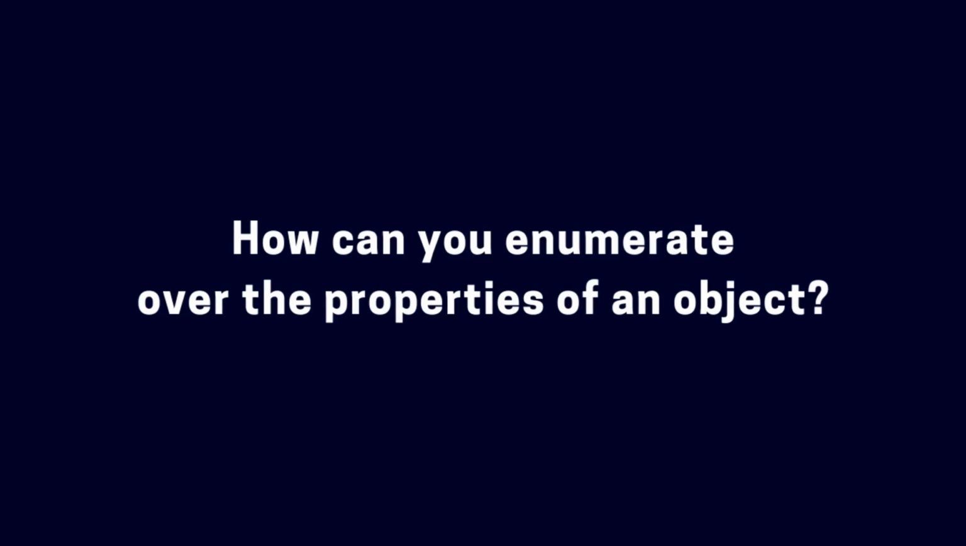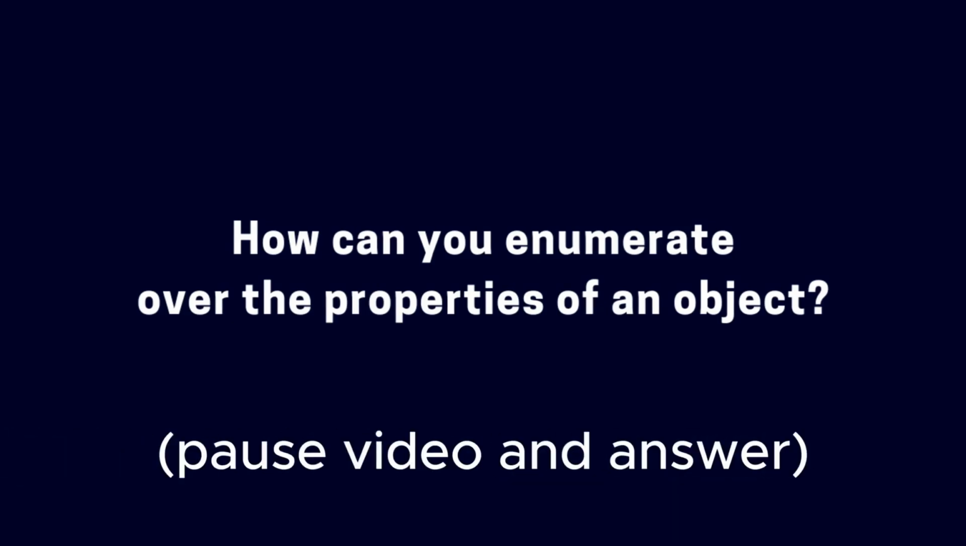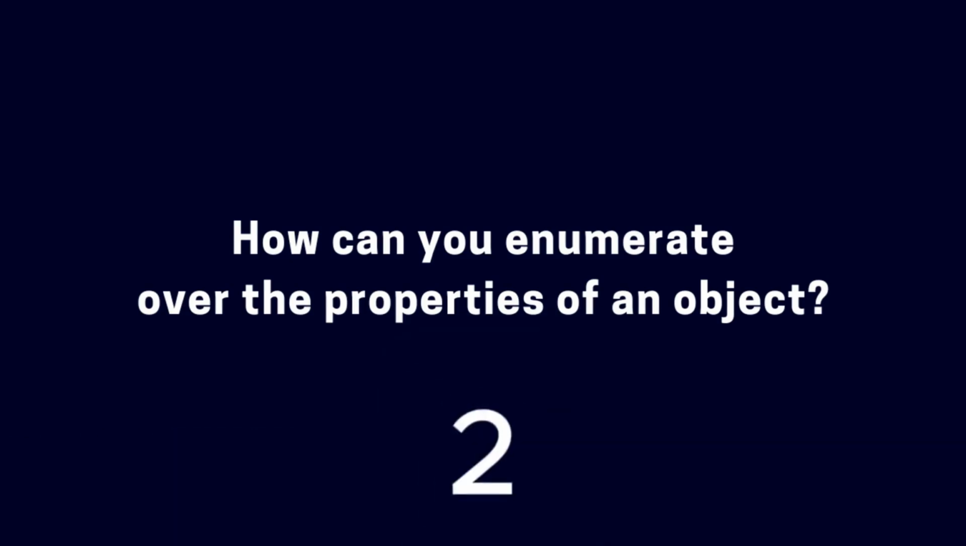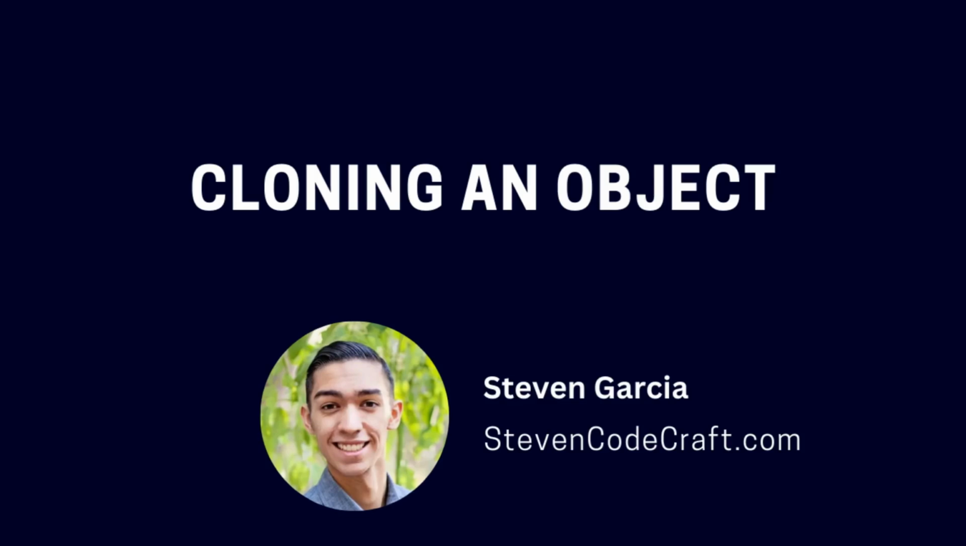How can you enumerate over the properties of an object? There are different ways to enumerate over the properties of an object. One way is you can use the for in loop to iterate over the keys of an object. We can also use the built-in Object class. For example, iterating over the keys with Object.keys, enumerating over the values with Object.values, and enumerating over the properties with Object.entries.